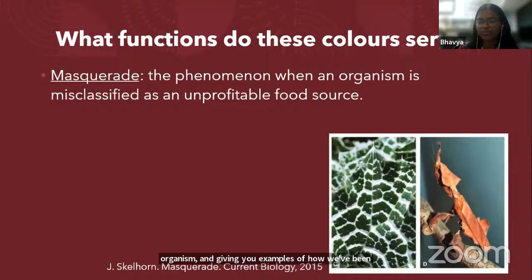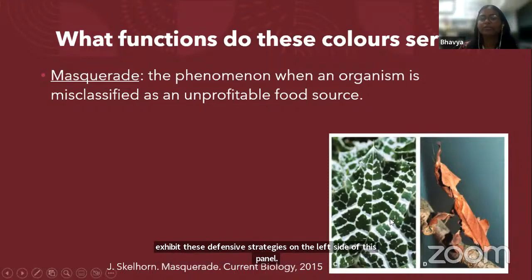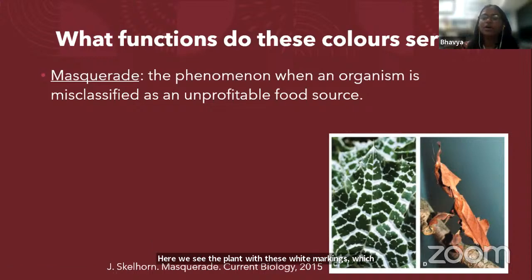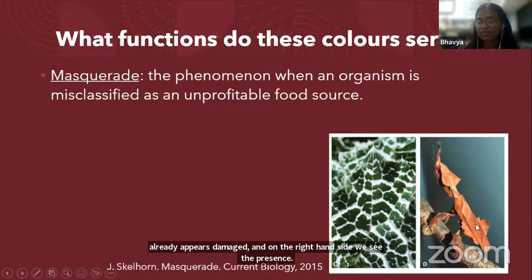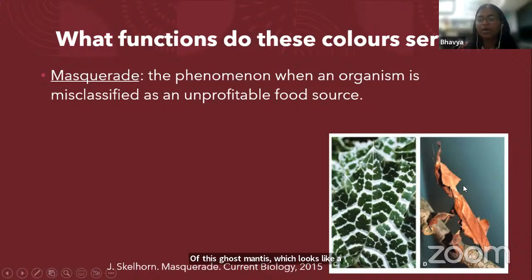On the left side of this panel here, we see the plant with these white markings, which makes it appear like a leaf boring insect has actually damaged some of the leaf. And thereby this could deter other herbivores and other insects from laying eggs on these leaves, because it also already appears damaged. And on the right-hand side, we see the presence of this ghost mantis, which looks like a twig. And it could again be misidentified and therefore ignored because it just blends with the background and looks like a twig.